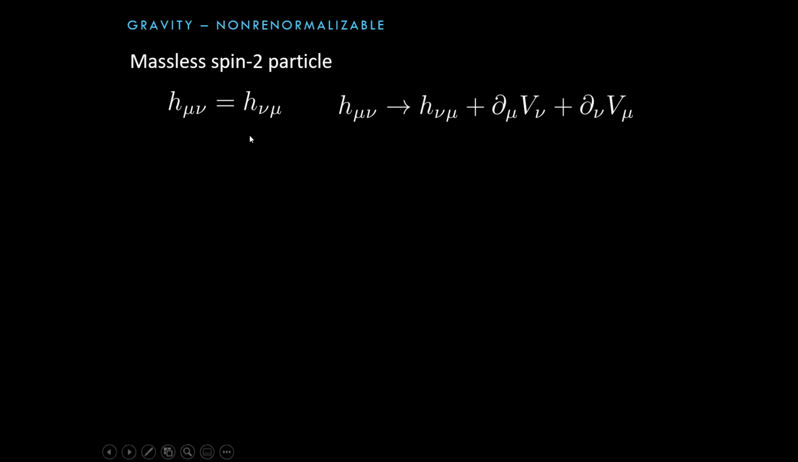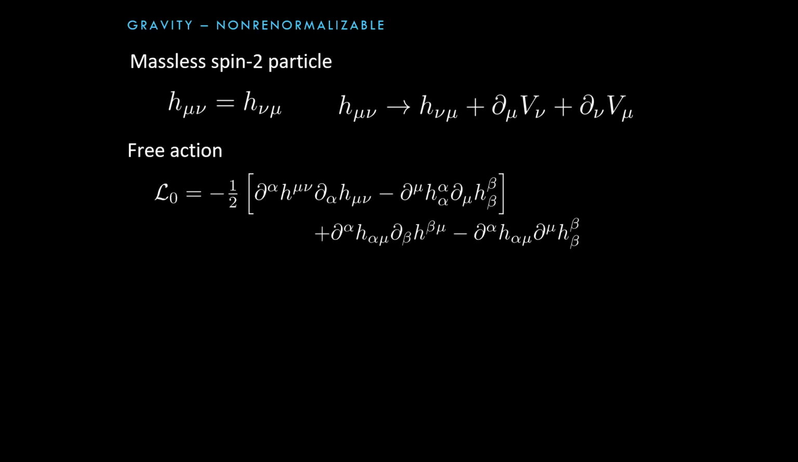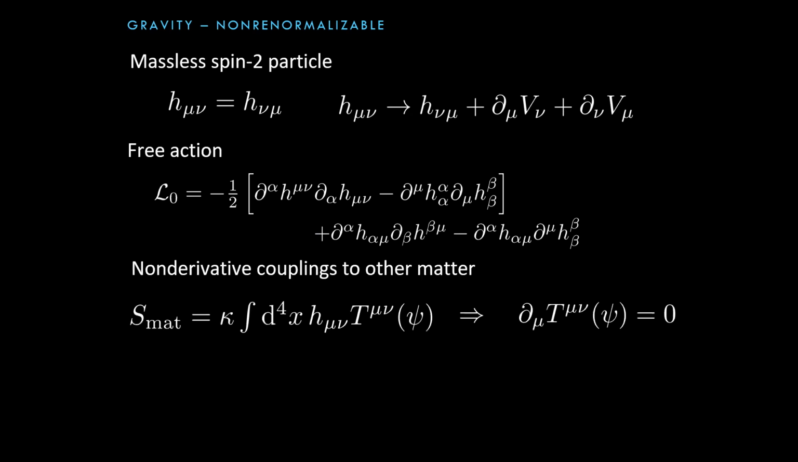tensor. It's not really a tensor because if I do a Lorentz transformation, it's a tensor up to a shift of this form. And so there's a gauge invariance that has to be present if I want to have interactions that are not suppressed by derivatives. And the same story that I told you for photons goes through in a slightly different way. The free action has to be this particular combination. That's the only thing that's invariant under the gauge symmetry.